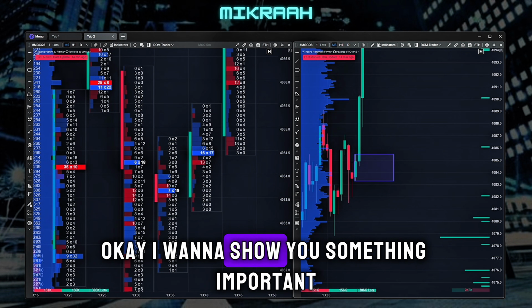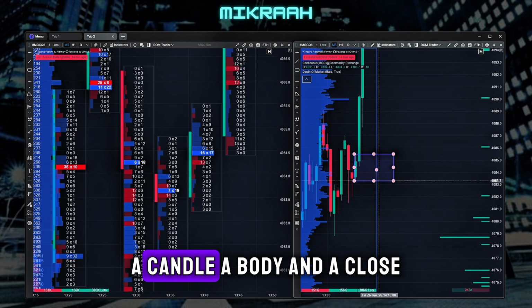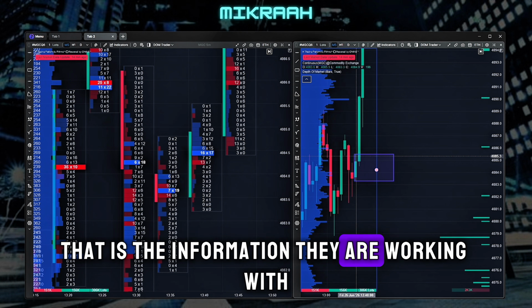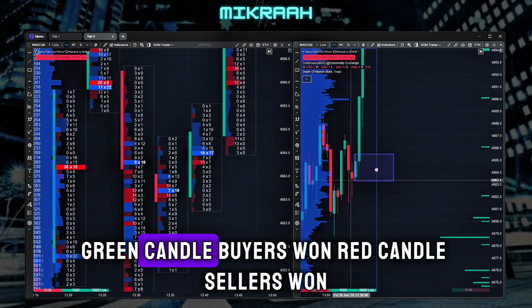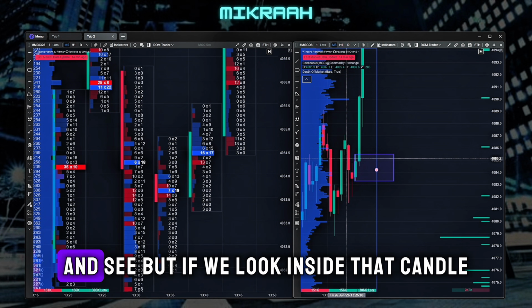Okay, I want to show you something important. This is what most traders see: a candle, a body, and a close. That is the information they are working with. Green candle, buyers won. Red candle, sellers won. This is the entire analysis that most people use and see.